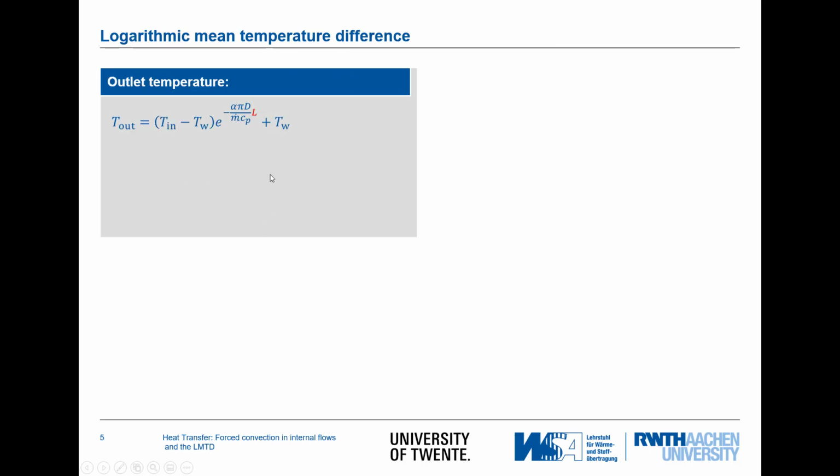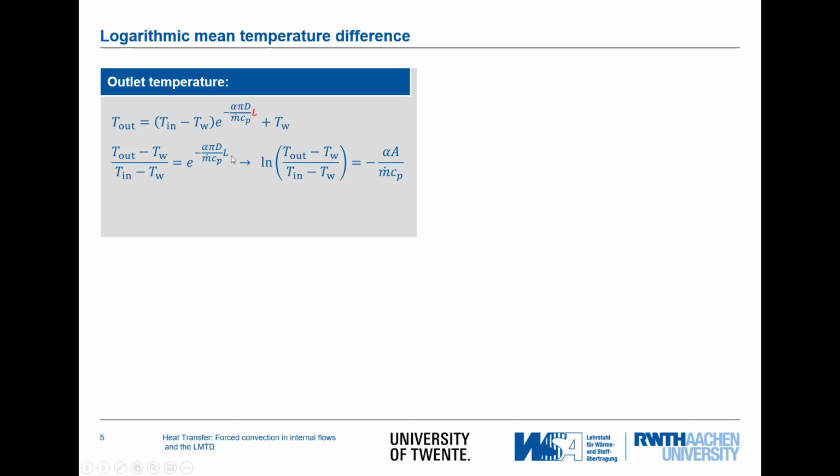Now, for the outlet temperature, we just have to evaluate our function at the location L. So we end up with an explicit expression for the outlet temperature. But you can see that the outlet temperature still depends on the heat transfer coefficient alpha and this whole part here. We can replace this. Let's have a look at how we did this.